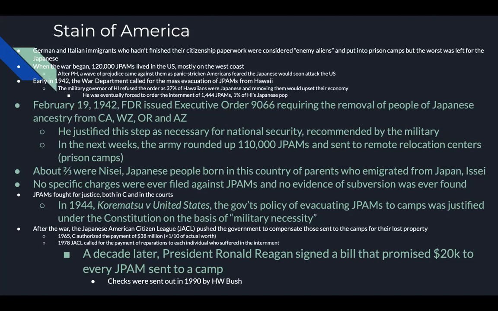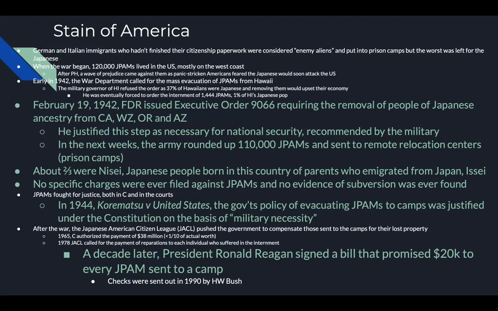After Pearl Harbor, however, a wave of prejudice came against them, as panic-stricken Americans feared the Japanese would soon attack the United States. In early 1942, the War Department called for the mass evacuation of Japanese Americans from Hawaii. The military governor of Hawaii refused this order, as 37% of Hawaiians were Japanese, and removing them by force would kill its economy. He was eventually forced to order the internment of just 1,444 Japanese Americans, 1% of Hawaii's total.